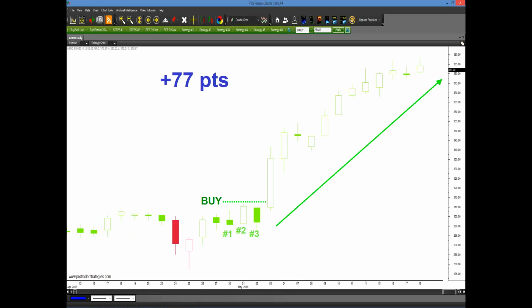Now, the beauty of this is if you get a strong enough trend, well, guess what? There's another short-term pivot high. If you miss that, you can get in here.